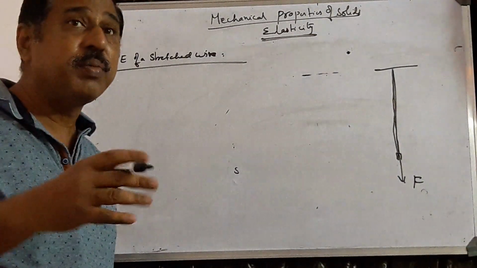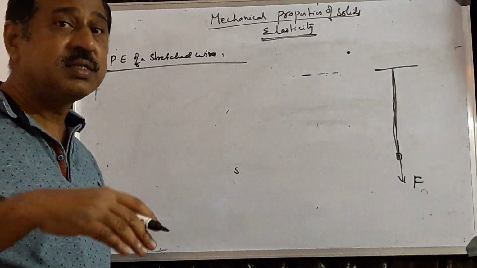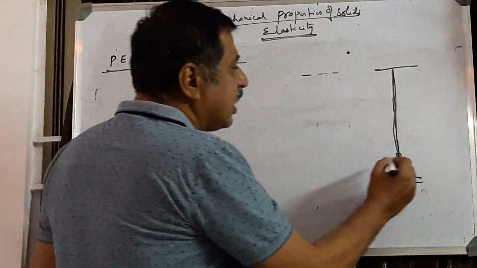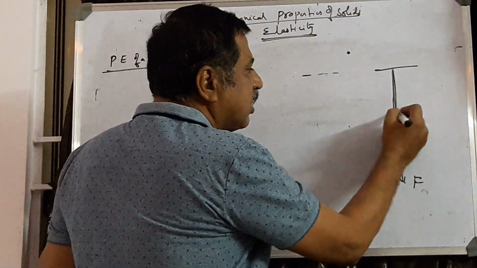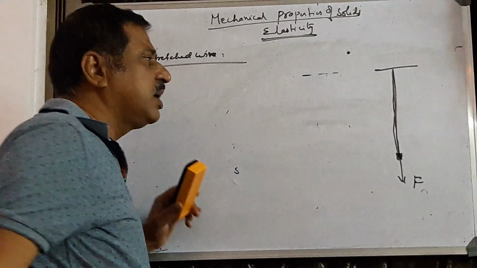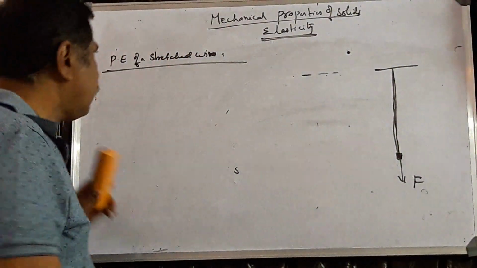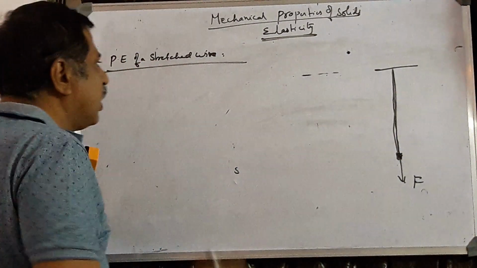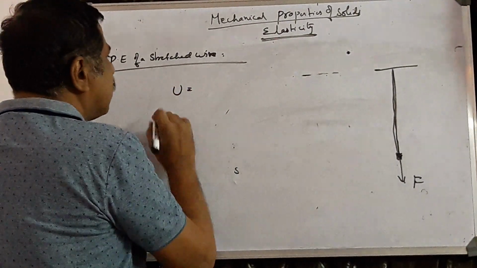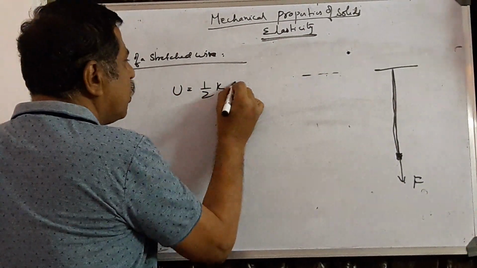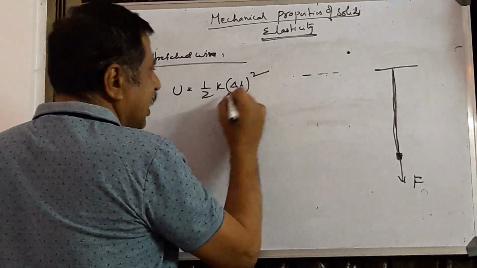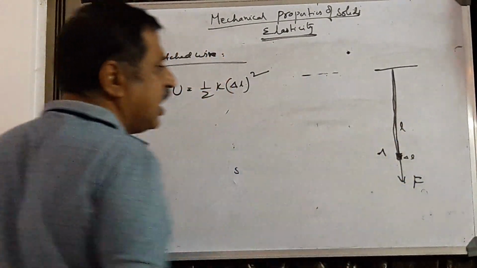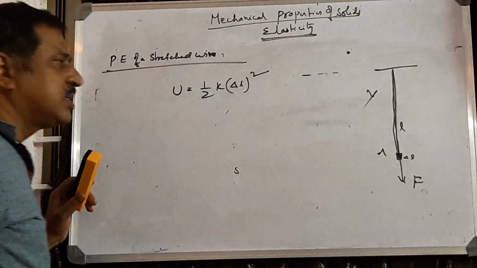That means the energy possessed by a stretched wire, or a wire in strained condition, is potential energy. We must do some work to stretch this wire. This work done is stored as elastic potential energy inside the wire. It is calculated similar to the spring: potential energy is equal to half K into delta x whole square. Here delta x is delta L, the length of the wire is L, the area of cross section is A, and Young's modulus of the wire is Y.